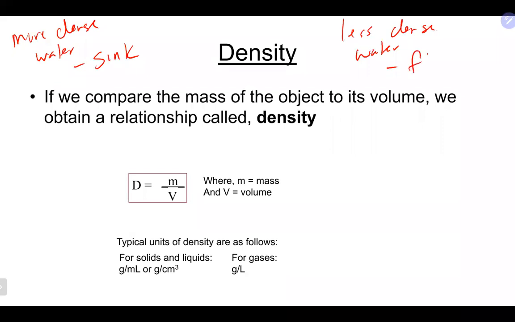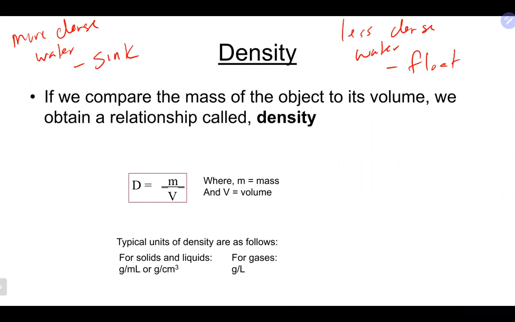So for example, if I take a regular Coke can and a Diet Coke can and throw them into a sink of water, will they both sink? Will they both float? Will one sink, one float? The answer is one will sink and one will float. Which one will float? The Diet Coke. Regular Coke has sugar in it. Good party trick in case you need it. So Diet Coke will float and regular Coke will sink.